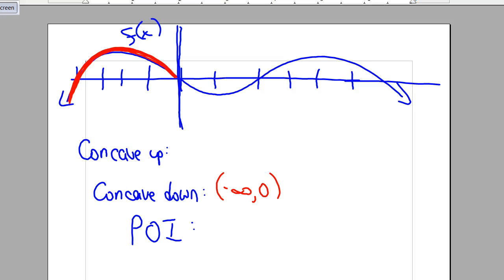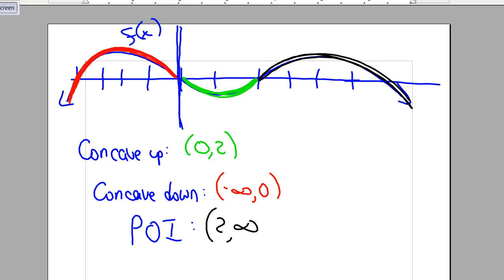Yeah. So then it's a U from, I'd say, 0 to 2. So then we're concave up from 0 to 2. And then it flips back. I think it's the last one because I'm out of colors. And that looks more like an N then. So we're concave down again from 2 to infinity.